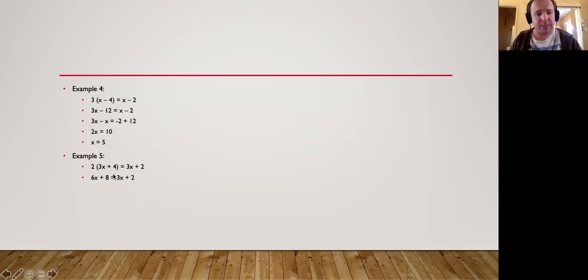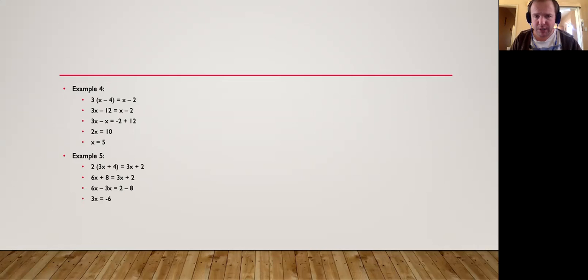All right, now let's move the 3x over to the other side. The 8 over to the other side. Remember, they changed their signs. So we're going to say 6x minus 3x is equal to 2 minus 8. 6x minus 3x is 3x. 2 minus 8 is minus 6.